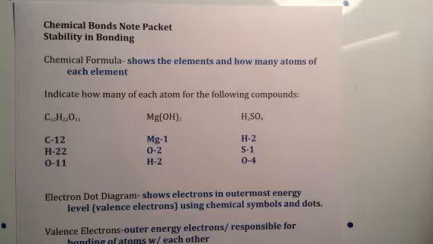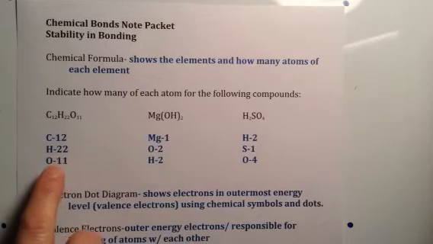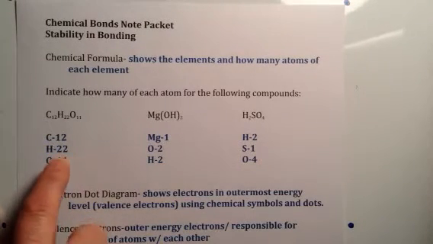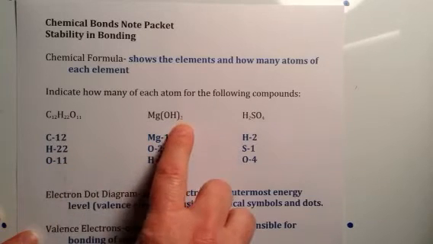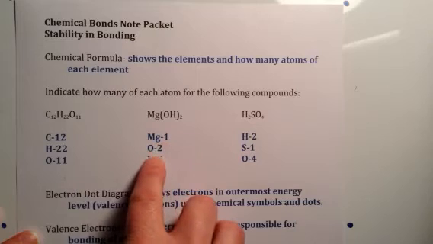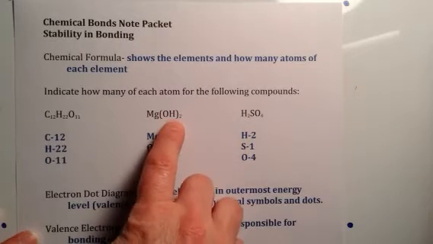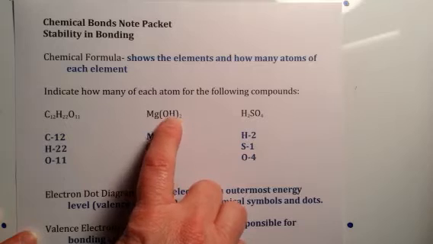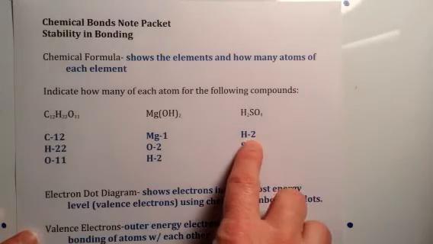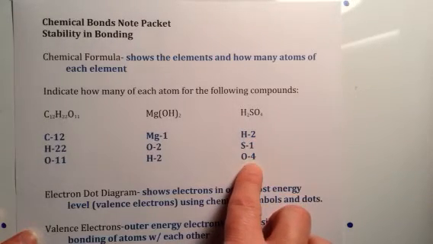So chemical formulas show the elements and how many atoms of each element there are. We did the examples of C12H22O11, and we were able to tell you that there were 12 carbons, 22 hydrogens, 11 oxygens. For magnesium hydroxide, 1 Mg, 2 O's, and 2 H's, because remember the 2 will distribute to both the O and the H. For the H2SO4, 2 H's, 1 S, and 4 O's.